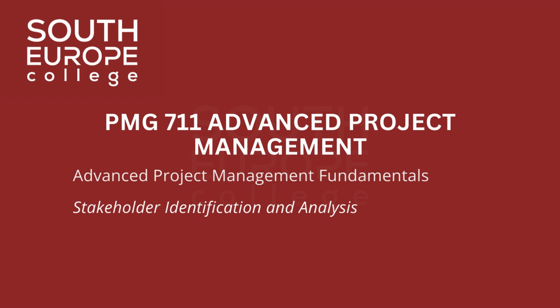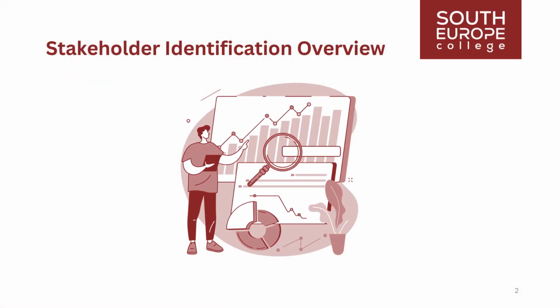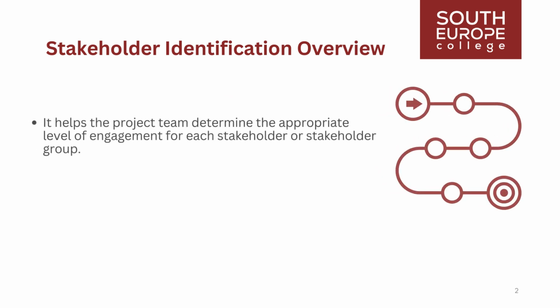This lesson on Advanced Project Management Fundamentals will cover stakeholder identification and analysis. The Identify Stakeholders process involves regularly identifying project stakeholders and analyzing and documenting relevant information about their interests, involvement, interdependencies, influence, and potential impact on the project's success. The primary benefit of this process is that it helps the project team determine the appropriate level of engagement for each stakeholder or stakeholder group.